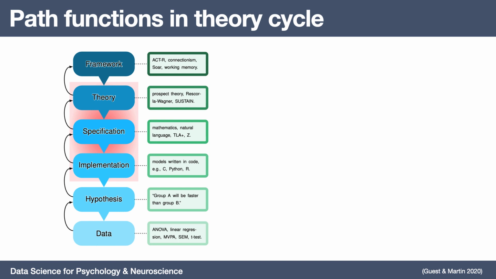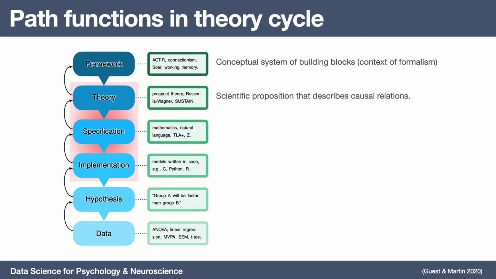And they say we need to think of all levels at which you can specify and form your theory and test it. So starting at the top, you need to start with a framework. This is just a conceptual system and building blocks, a context of formalism. Connectionism, working memory, ACT-R or symbolic systems. That sets essentially a frame by which you construct a computational version of your theory or hypothesis. Within that framework, you develop a scientific proposition that describes causal relations. A function of inputs produces outputs.